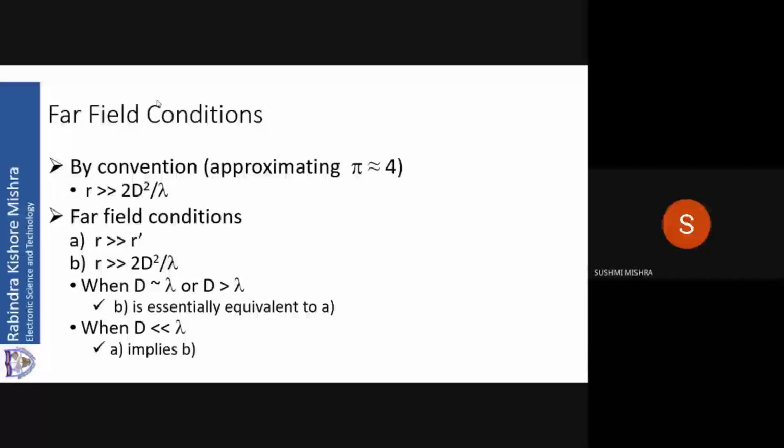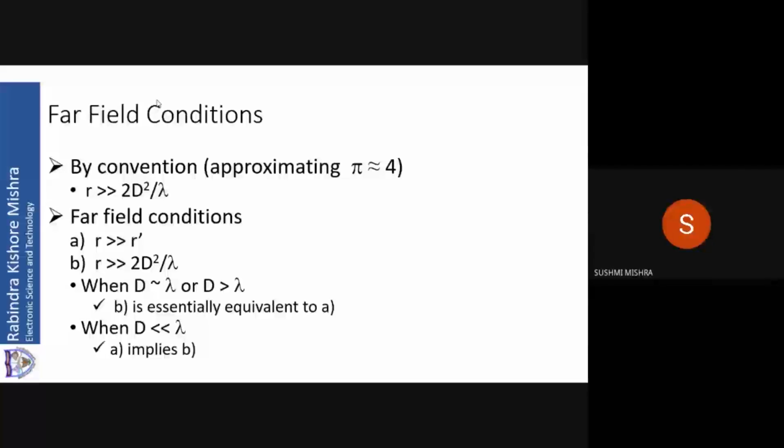Right? So similarly, whenever we are considering the far field condition, we have to consider both of these. If D is equal to 5 lambda, then R will be greater than 2 into 25 lambda square by lambda, which is 50 lambda. So R is greater than 50 lambda.